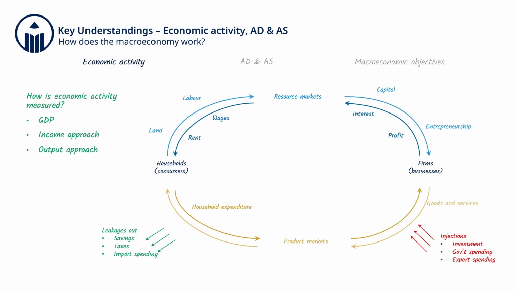Households then buy those goods and services from product markets, and their spending on this output is called household consumption expenditure, or C. If you take the value of C, then add the three injections: investment, government spending, and export spending, and then subtract import spending, that will give you the value of GDP using the expenditure approach. The circular flow of income model can help us understand the three approaches to measuring GDP.